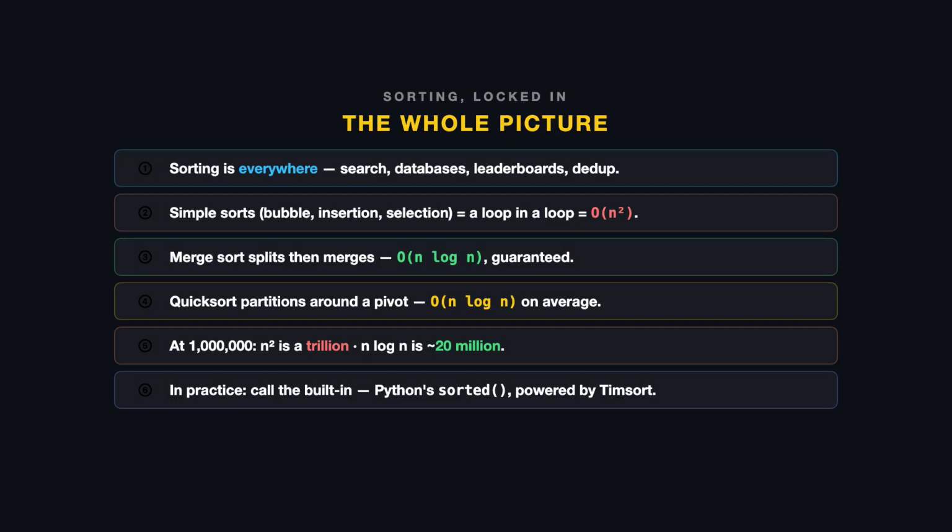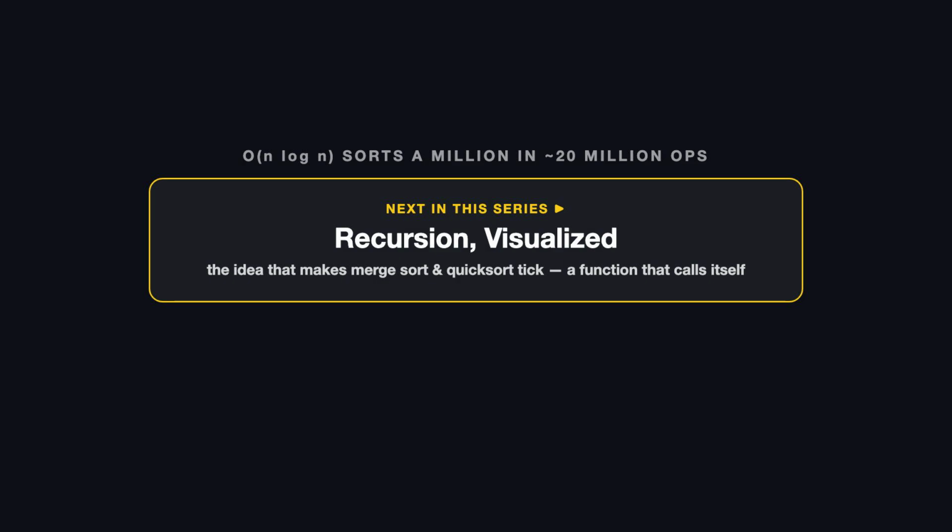The fast sorts divide and conquer. Merge sort splits, then merges, O of n log n, guaranteed. Quicksort partitions around a pivot, O of n log n on average. And the numbers are the whole point. At 1,000,000 items, n squared is 1 trillion operations, n log n is about 20 million. Seconds versus hours. In practice, you call the built-in, Python sorted, powered by Timsort, and you get n log n, stable, for free.